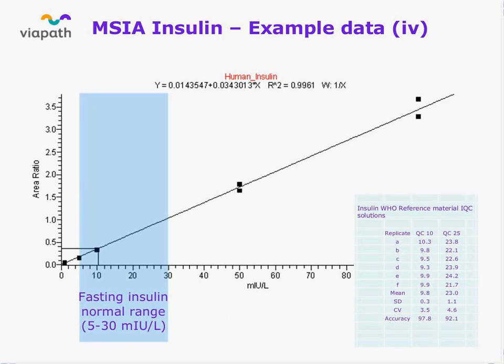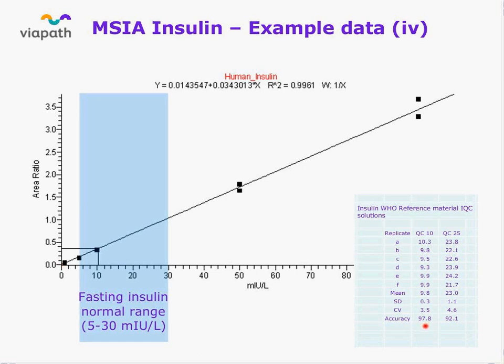I mentioned that the assay is fully quantitative, and this just shows you that here. So we can, as you would with any other assay, prepare calibration standards. We can go to the WHO and buy reference material for insulin. We're well covering the range that we would expect to see clinically for a fasting insulin normal range. We can go down to 1 milli international unit per litre, or perhaps below that if we need.